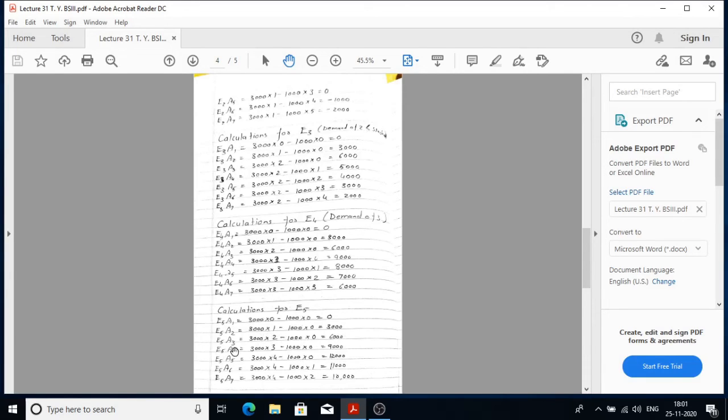E5 A3. We have 2 boats in stock. Though the demand is for 4 boats, we can sell 2 boats. 3000 into 2, the answer becomes 6000.